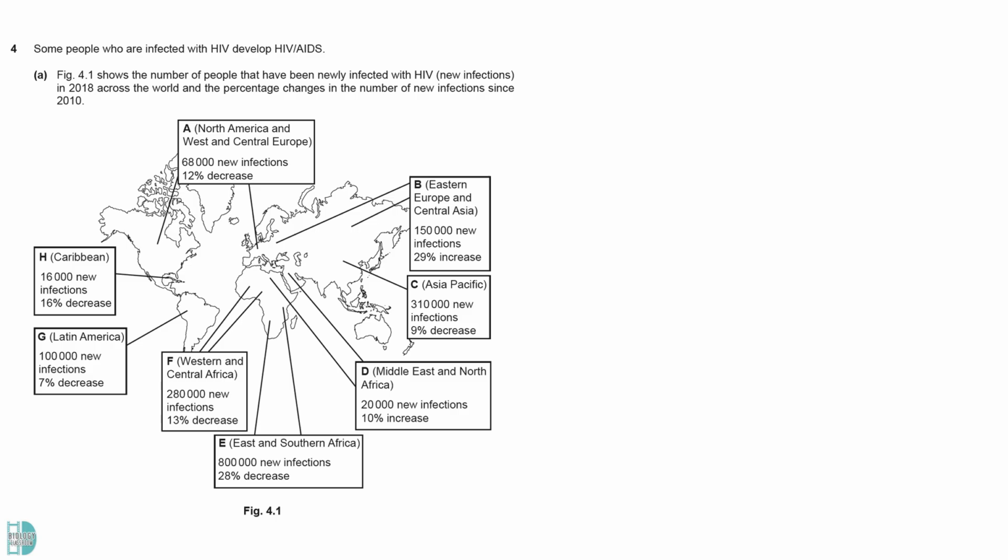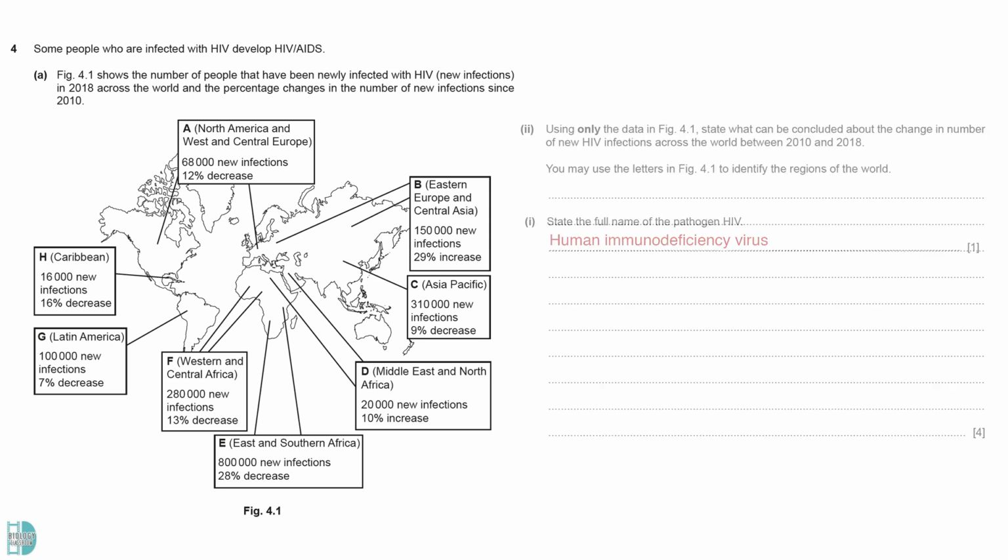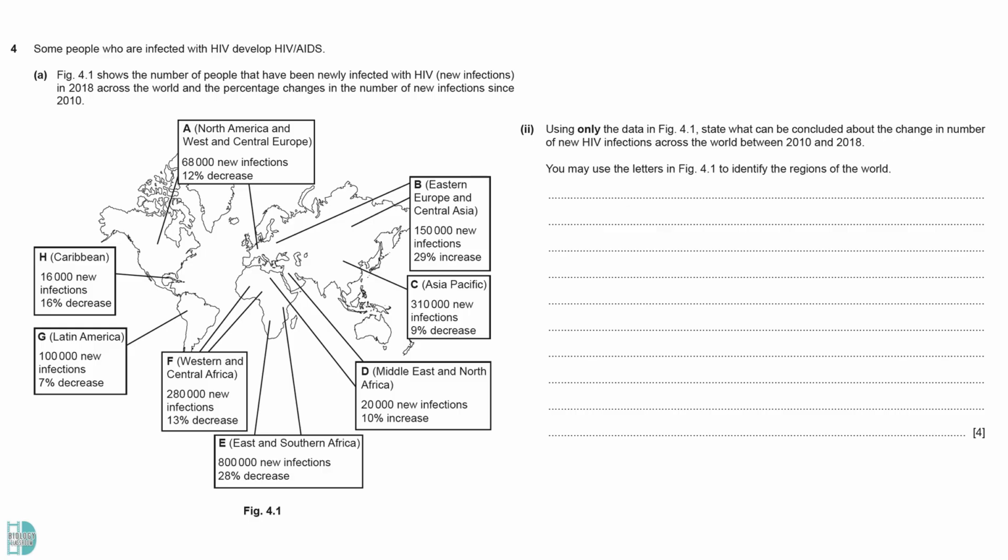Figure 4.1 shows some statistics about new HIV infections around the world. The full name of the pathogen is human immunodeficiency virus. A2 wants you to state what can be concluded about the change in number of new HIV infections across the world between 2010 and 2018.